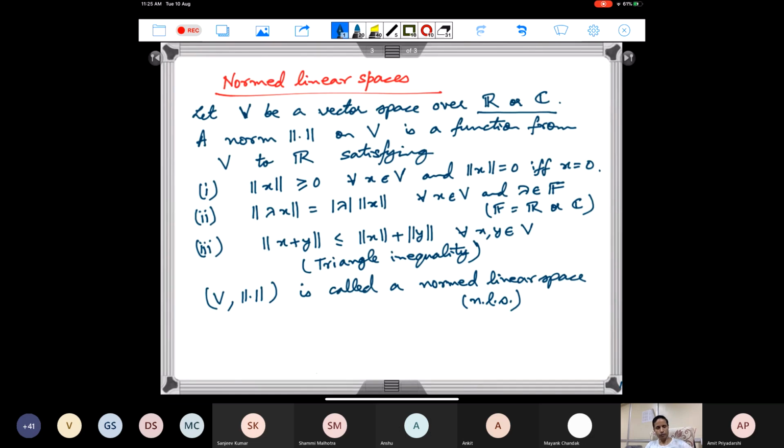Do you know some examples of normed linear spaces? Can someone give some examples? Take the distance from the origin in the usual sense. Sorry, what did you say? We can consider R2 and take the distance from the origin. Okay, so you take R2 and take the Euclidean norm, right? So that gives you a norm.